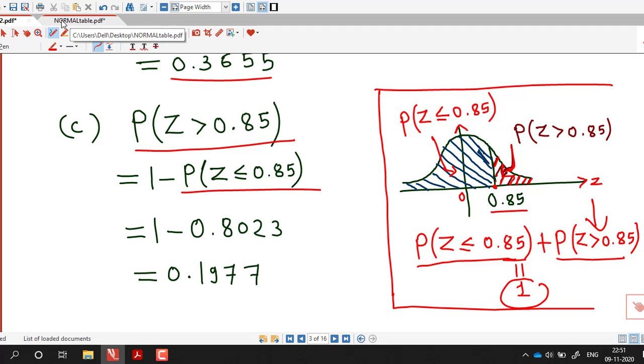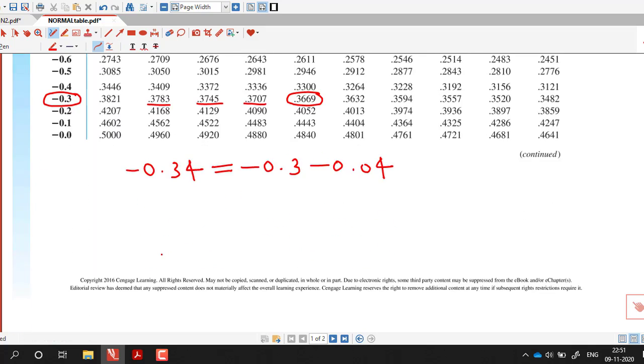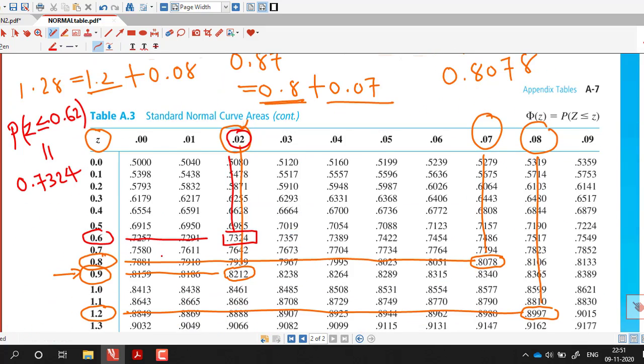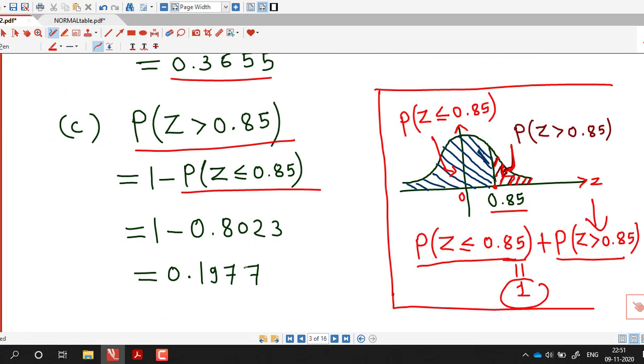So now we again go to the table for 0.85. We have to consider positive values of Z. Here we have 0.8 and we have to go up to 5. So this is for 0.01, 0.02, 0.03, 0.04 and 0.05. Corresponding to Z value 0.85, the area is 0.8023. Okay, so it is correct, and the answer is 1 minus this, that is 0.1977.